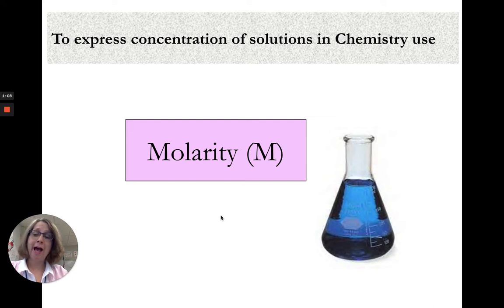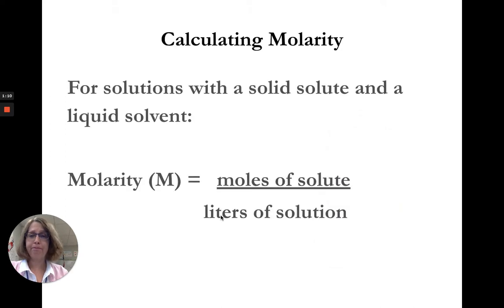All right, so how do you calculate molarity? For solutions with a solid solute and a liquid solvent, molarity, and again, the abbreviation for molarity is a capital M, is calculated as moles of solute over liters of solution. So the total volume of the solution at the end, not necessarily the volume of the solvent, because the solute does take up space, but how many liters of solution do you have once you have mixed it?